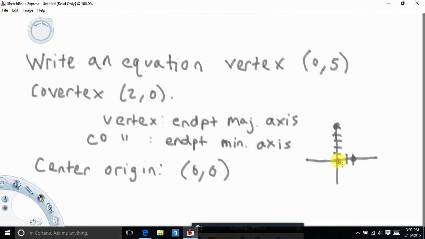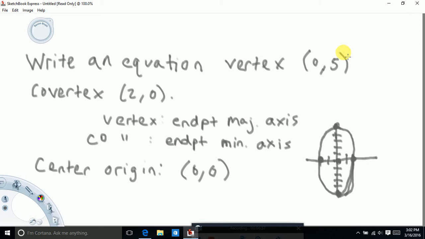So we know that the co-vertex right here at 2, 0 forms the minor axis, right? So we have 2 over here as well. And then the vertex are the endpoints of the major axis. So if we go 5 units up to one vertex, we have to go 5 units down for the other one. Okay, so our ellipse looks something like that. Okay, and I apologize for the poor drawing. But again, this is what it would look like.